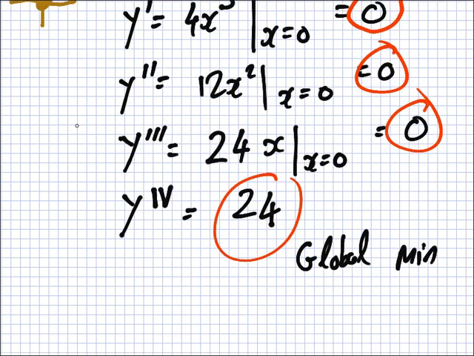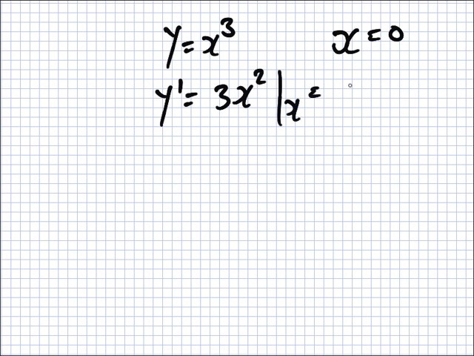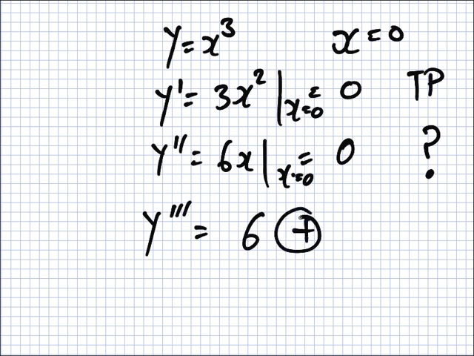Can I scroll down? Yeah. So let's try x cubed again, and let's do the same thing. We want to know what is happening when x is 0. Okay, first derivative, 3x squared, x is 0, we get 0. So we think we have a turning point. Second derivative is 6x, so when x is 0, we get 0. So this means we don't know what we have. Third derivative is 6, which is positive, and that makes this one a rising saddle. So it should look like this.